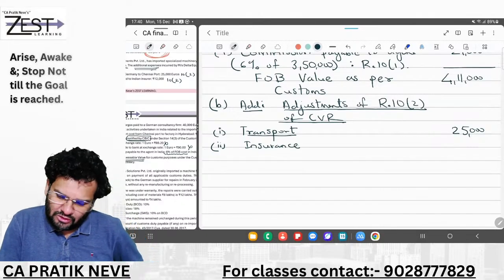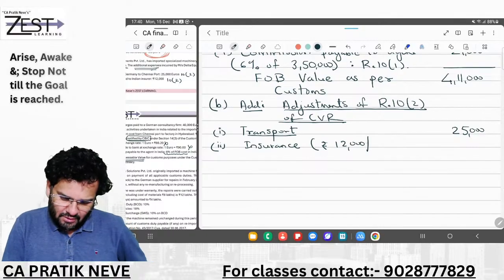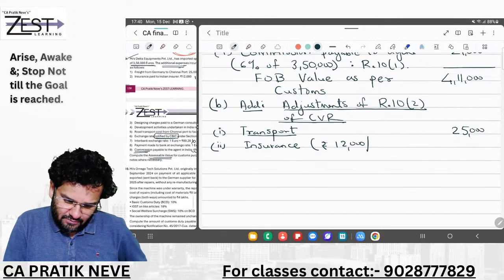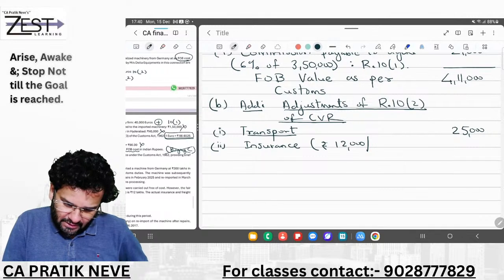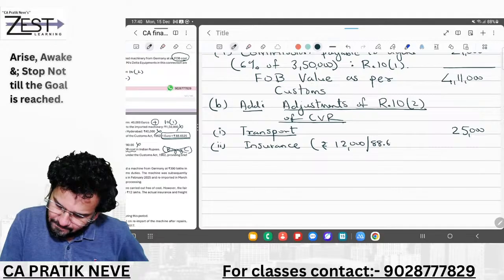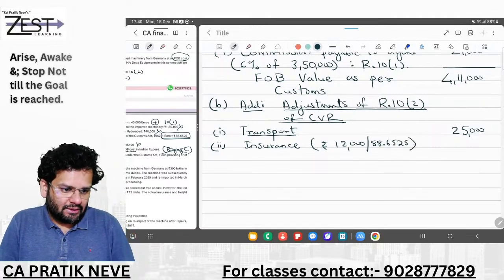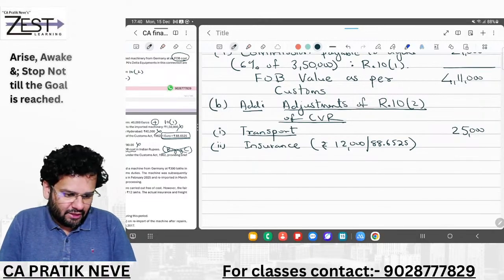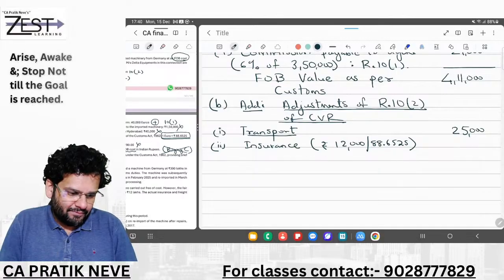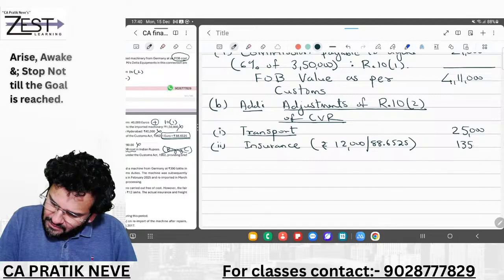Insurance is 12,000 rupees. So you can convert this if you want. What is the rate of exchange? It is 88.6525. So 12,000 divided by 88.6525. So it is 135.36.